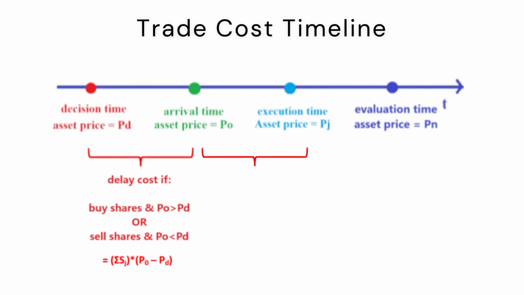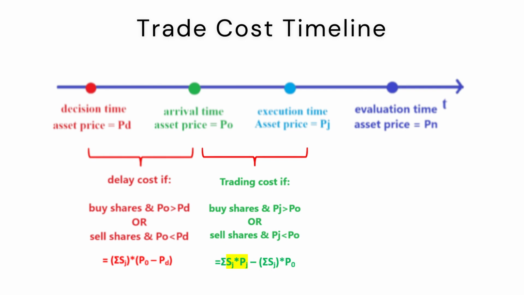The second type of cost is trading cost. It is the difference between the execution price and the arrival price. Notice that here the execution price may be different for each share, so we do the sum of the products of number of shares multiplied by the execution price, instead of the sum of shares multiplied by one single price.